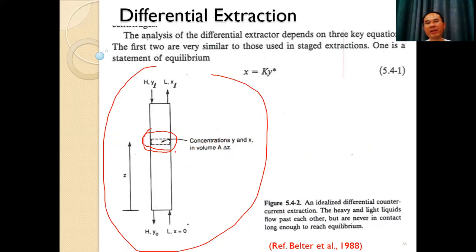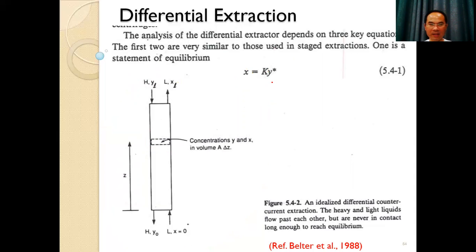Okay. The first equation we need is the equilibrium relationship. X is the fraction or solute concentration in the light phase equal to the equilibrium constant multiplied by Y. Y is the concentration in the heavy phase. This X and Y are in equilibrium with K value.